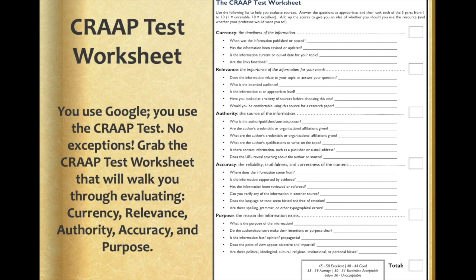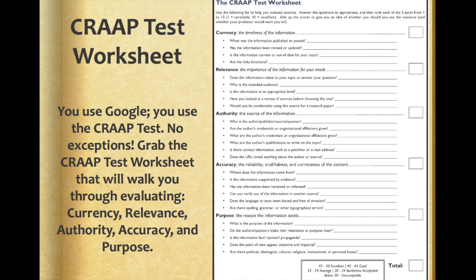And finally, are the links functional? So if you keep clicking around on the web page just to find one dead link after another, that means that they really don't keep up with their web page, and that wouldn't be a good score at all. So you're going to take all of those things into consideration that were listed under currency and decide if it deserves a score of 1, unreliable, all the way up to 10, meaning excellent. Is it just okay?